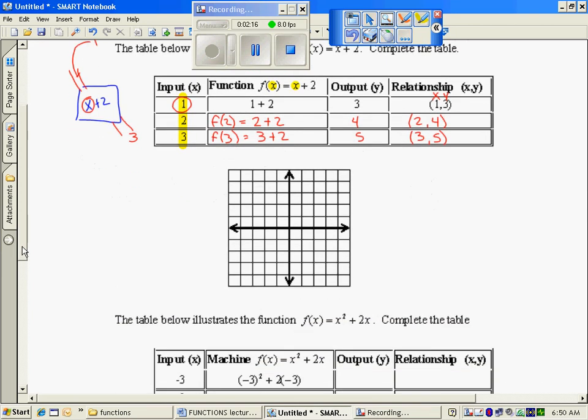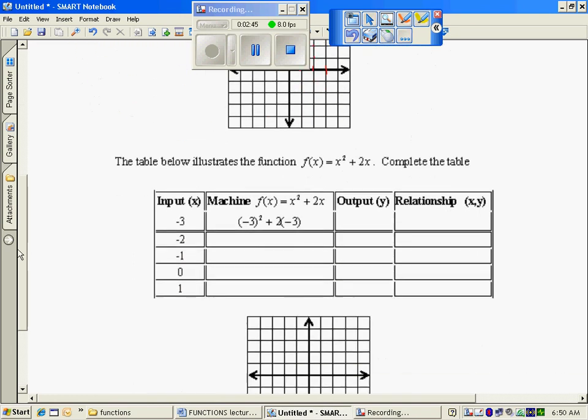Now we're going to take a look at this function. We can actually see it algebraically, f of x equals x plus 2, and we can see it on a graph. If I plot 1, 3, x is 1, y is 3, x is 2, y is 4, and x is 3, y is 5. If I connect those 3 dots, I form a line. Now those aren't the only 3 ordered pairs I can construct. We can construct as many as we want or need.